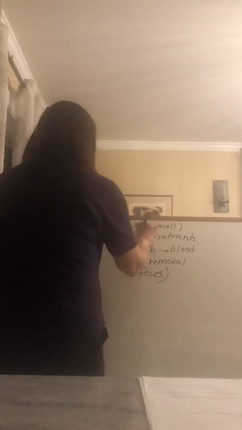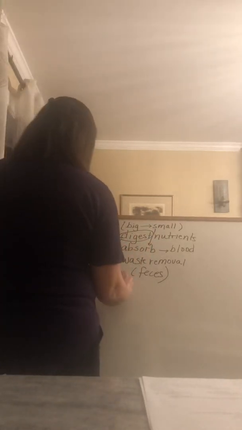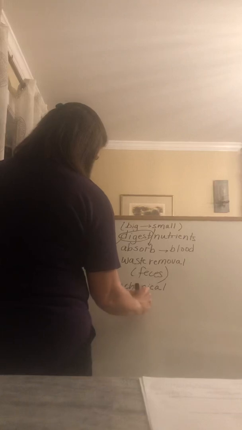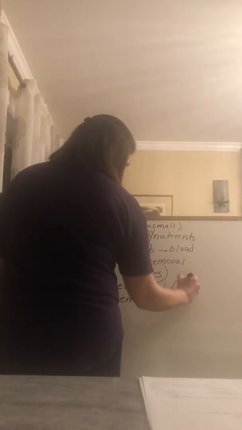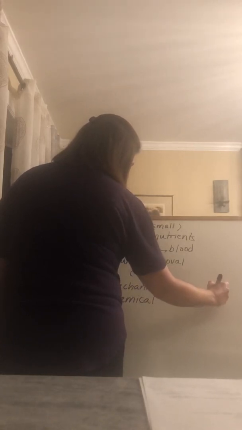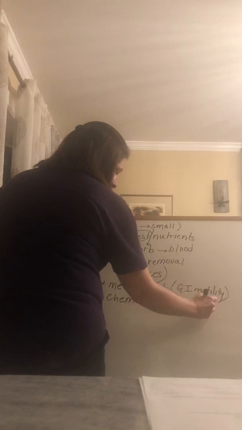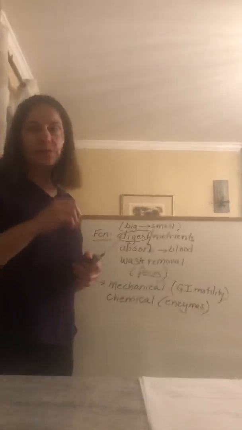In order to achieve digestion, we have to think about doing it two ways. You have mechanical, so anything to do with movement, and then chemical. Mechanical digestion includes anything to do with GI motility. And then chemical digestion, of course, includes our enzymes. And you're going to have different enzymes that are able to break down different types of nutrients.